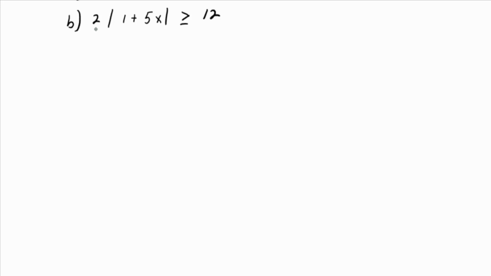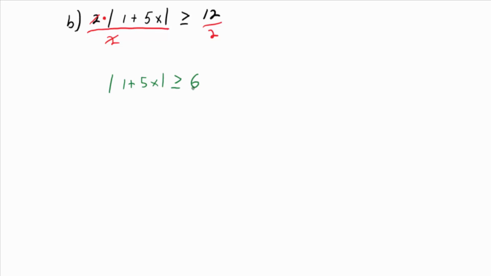Part B, let's solve 2 times the absolute value of 1 plus 5x is greater than or equal to 12. Okay, what do you have to do first here? You got to isolate the absolute value, the absolute value of 1 plus 5x. What operation connects the 2 and the absolute value? Multiplication. So how do you get it to the other side? Divide. And we end up with something that looks very similar to what we ended up with in the last one. But this time it's 1 plus 5x is greater than or equal to 6.